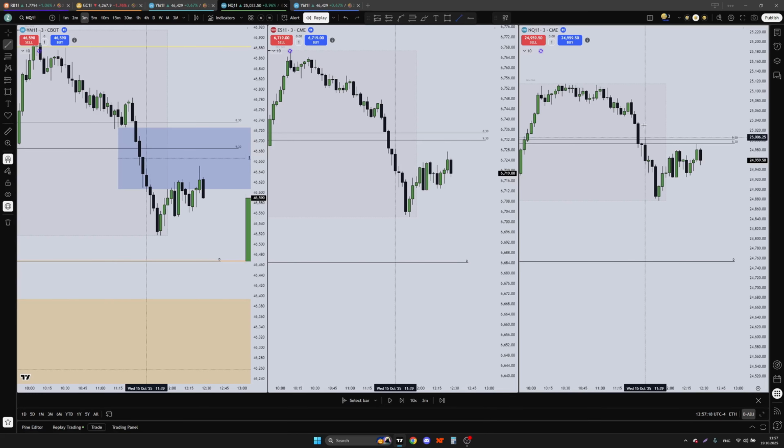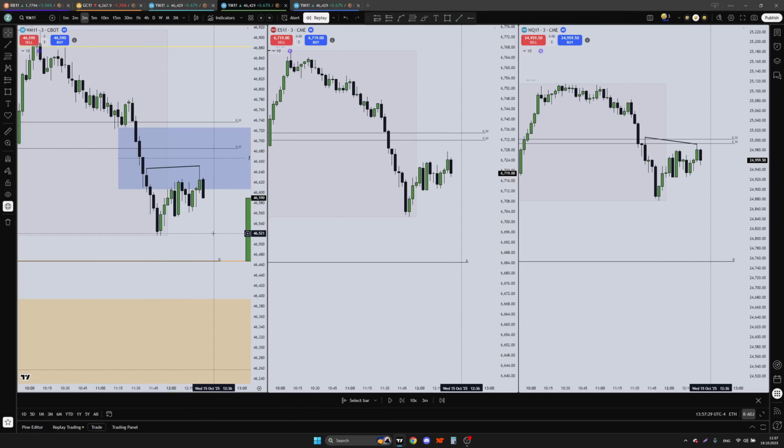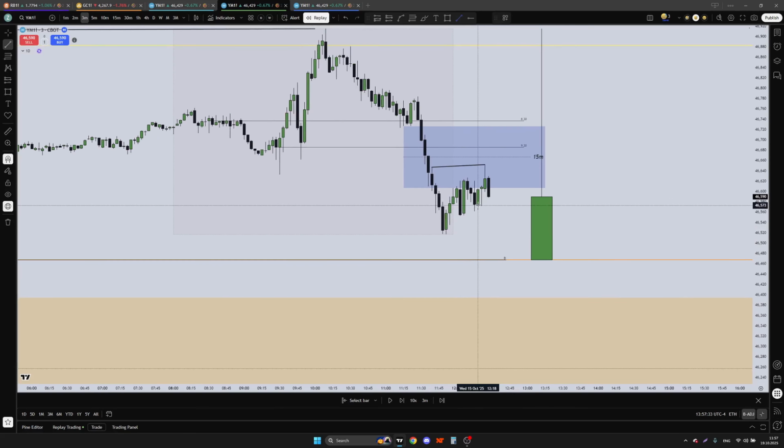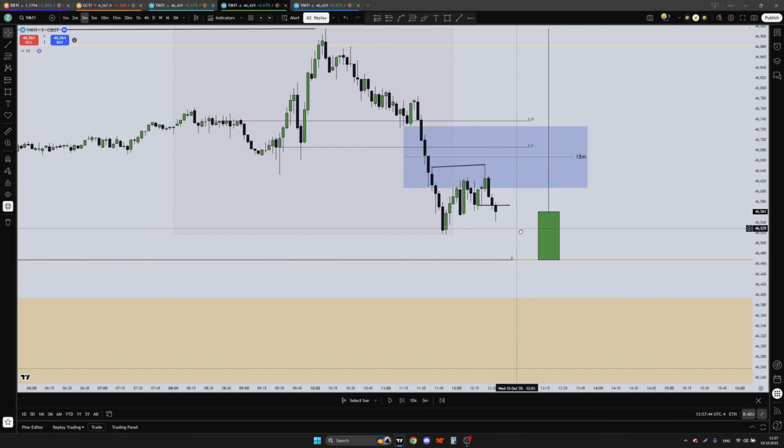So on NQ we do have SMT. We took this 3-minute swing high, and on YM it's not a swing point, but on NQ it is, so that's what I'm using. So we do have SMT, and then if we are going to close through these 3 up-close candles, that would be a valid change in state. That's exactly my entry technique that I'm using to enter. And let's see what happened.